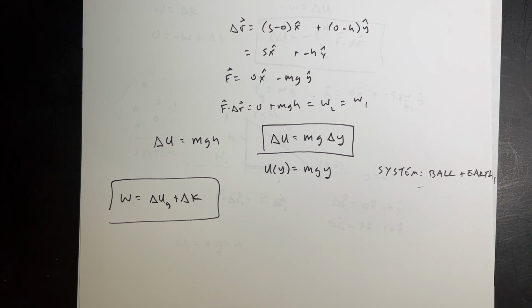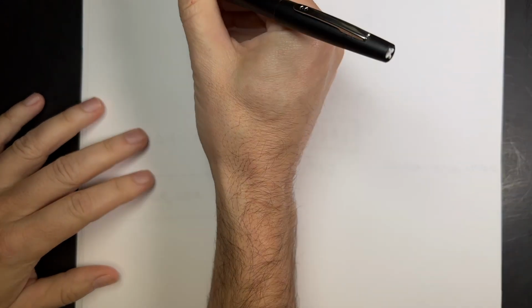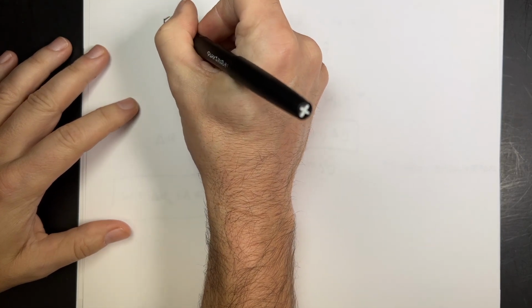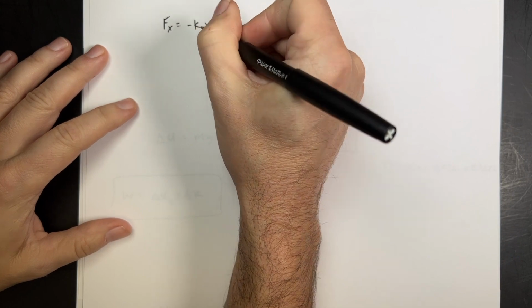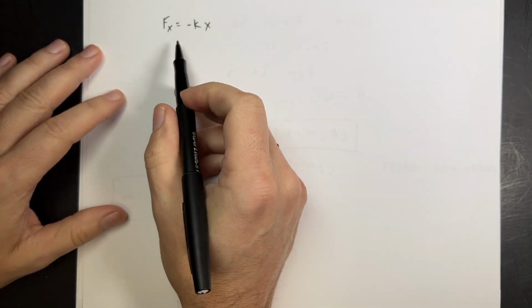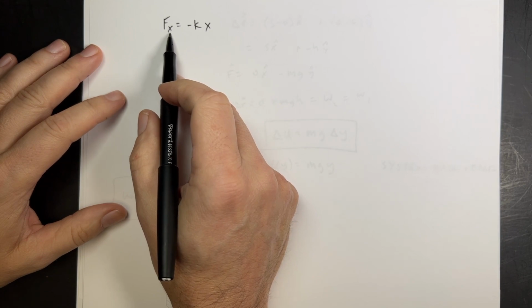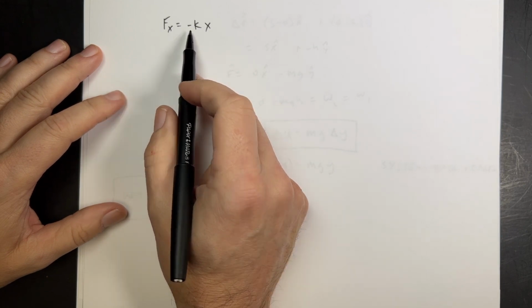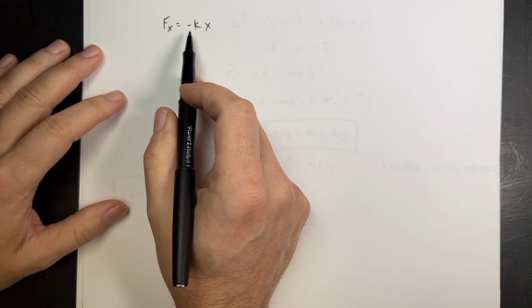Okay, so the other force that we looked at was the spring force. In one dimension, F_x is negative k x. I don't really like writing it that way, but that's fine. The further you stretch the spring, x, the greater the force, and k is the spring constant, which tells you how stiff the spring is.